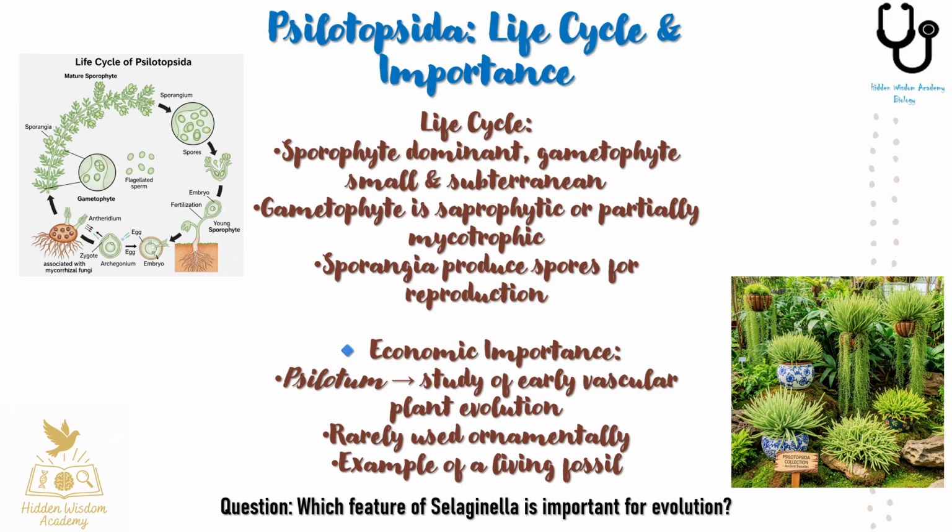Now let's talk about the life cycle of Psilotopsida, which is like other Pteridophytes, with the sporophyte being dominant. The gametophyte is small, often underground, and may depend on fungi for nutrients. Sporangia produce spores to continue the cycle. Psilotum has little economic use, but it is very important in evolution studies as a living fossil, showing features of early vascular plants.